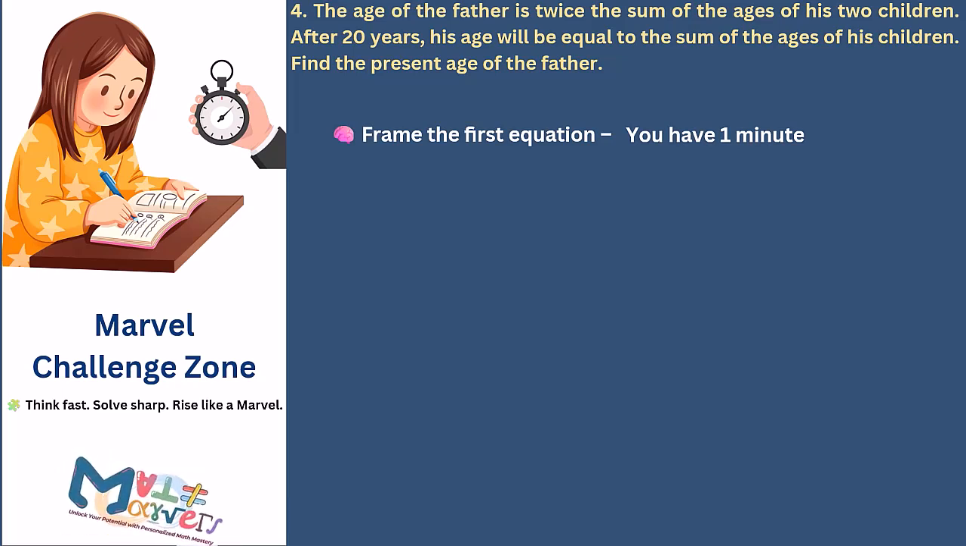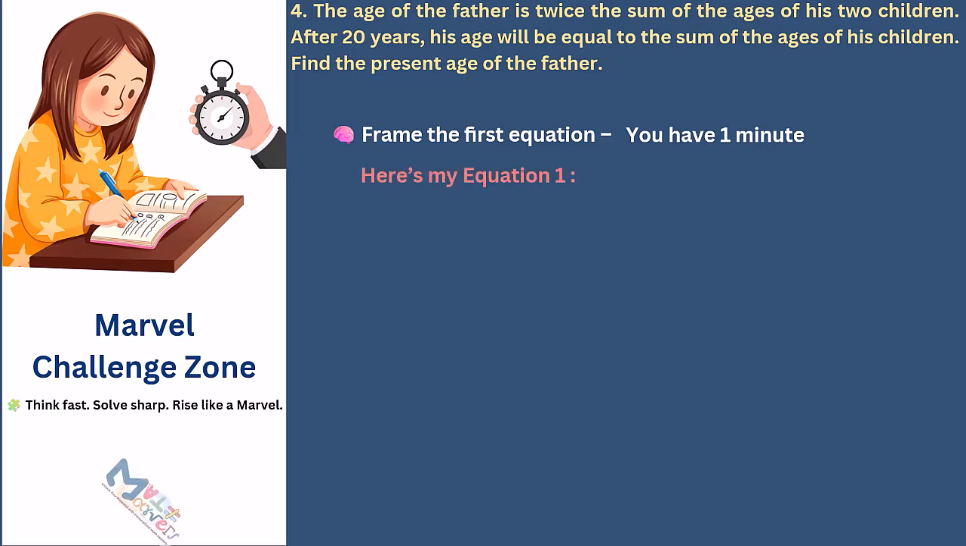The problem says the father's age is twice the sum of the ages of his two children. Now, here's where many students go wrong. They quickly assume individual ages for the two children. Let's say one is P and the other is Q. But that's not needed here. The key words are sum of ages. The problem is not asking about each child separately. It's only using the total of their ages together.